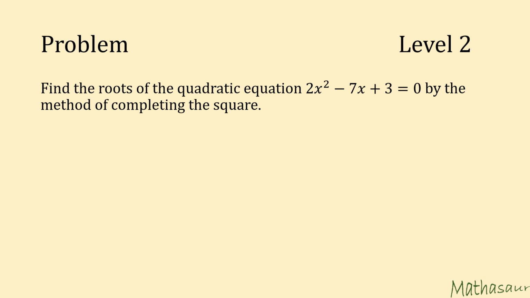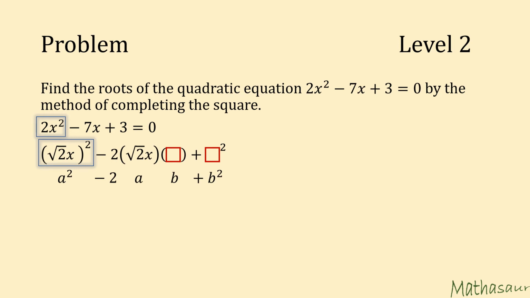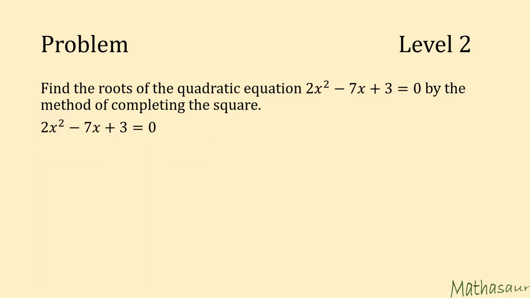Find the roots of the quadratic equation 2x square minus 7x plus 3 is equal to 0 by the method of completing the square. Now let us look at the first term, 2x square. But if a was square root of 2x, then the next term minus 2ab would fetch us a value of b where we would have square root of 2 in the denominator. That sounds complicated. Let us try another way. Let us divide the quadratic equation by 2, or let us take 2 common. Now our quadratic equation looks simpler.